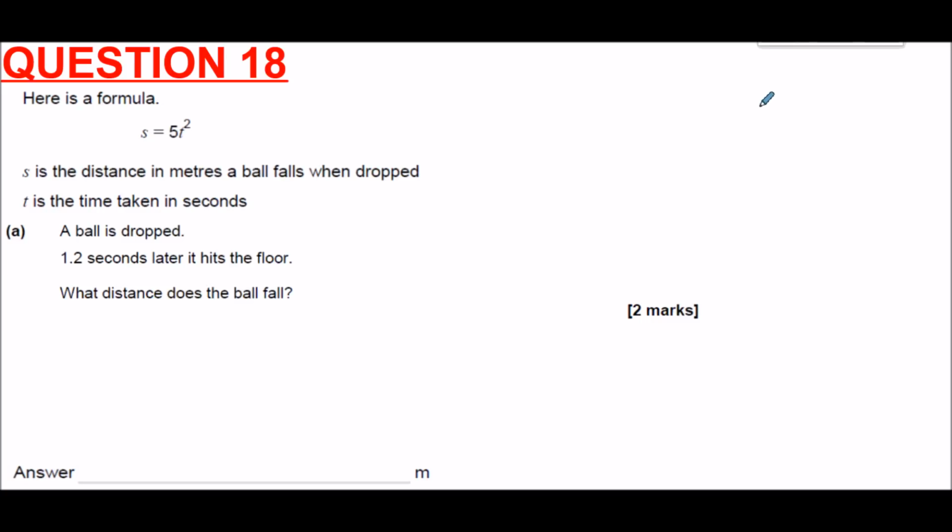Question 18, we have a formula, S equals 5t squared, where S is the distance in meters a ball falls when dropped, and t is the time taken in seconds. So for part A, we're told a ball is dropped, and 1.2 seconds later, it hits the floor. What distance does the ball fall? Well, what we can do here is just a simple substitution into a formula. So S is the distance the ball falls.